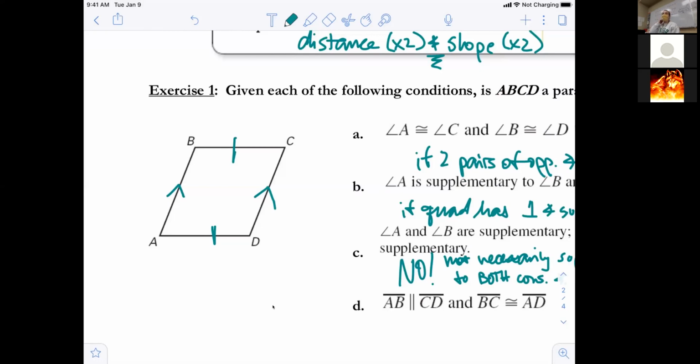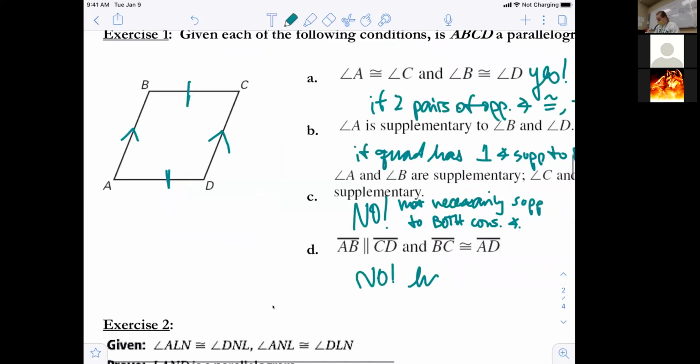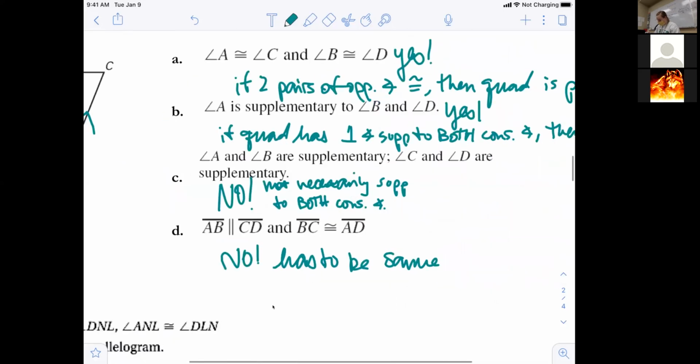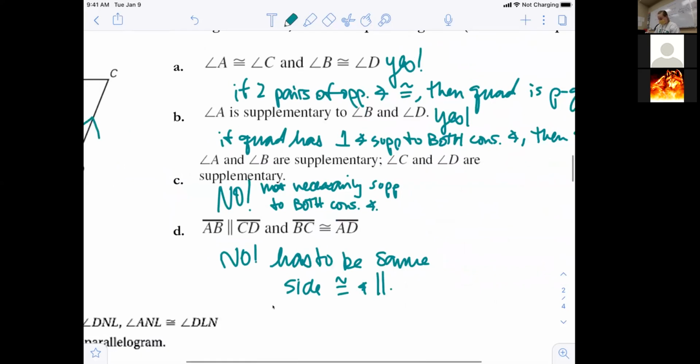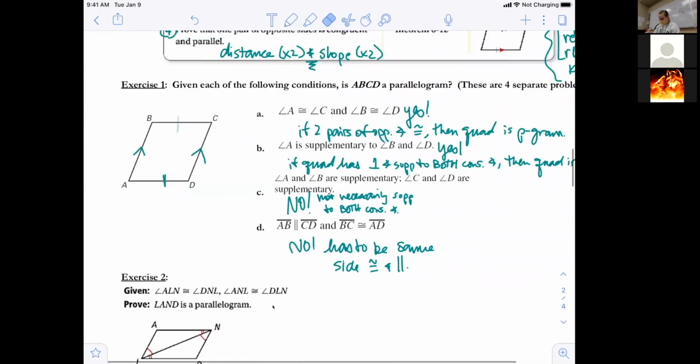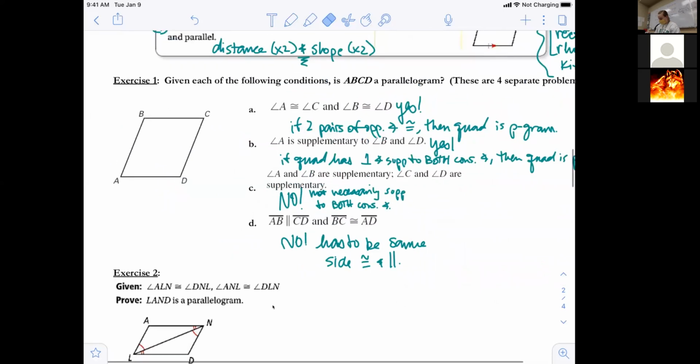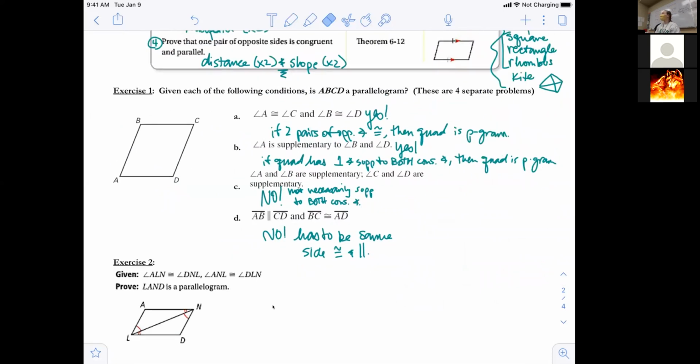Very good. So Donna said on the front, our theorem says that one pair of sides has to be both congruent and parallel. But on the back right here, we have one side is parallel and the other side is congruent. That is not good enough. It needs to be the same. So I'm going to say no. And I'm going to say it has to be the same side that's congruent and parallel.